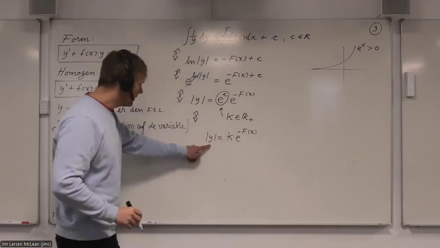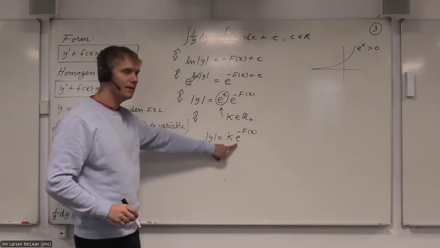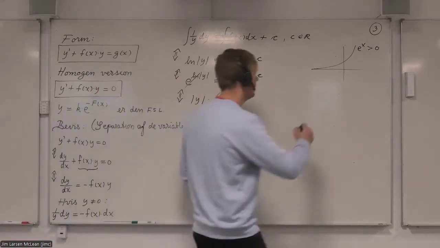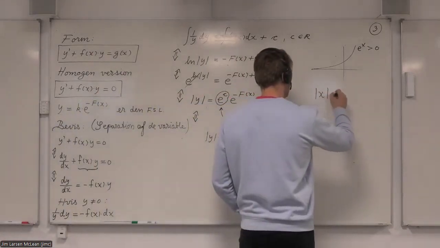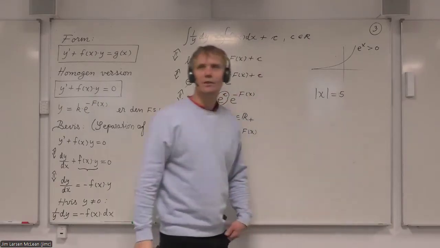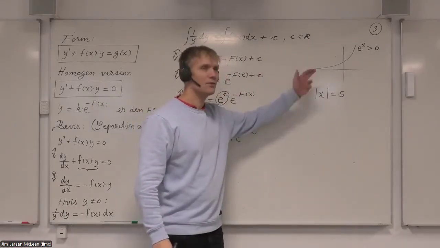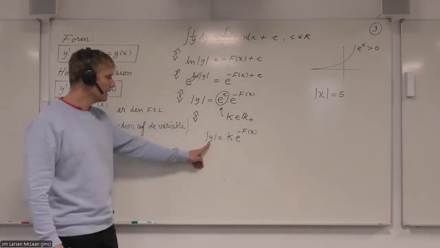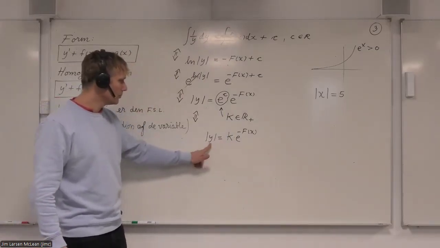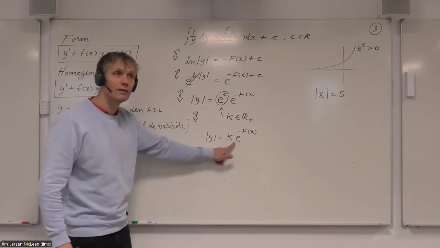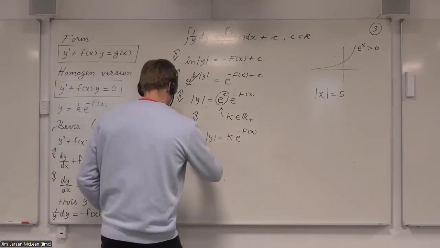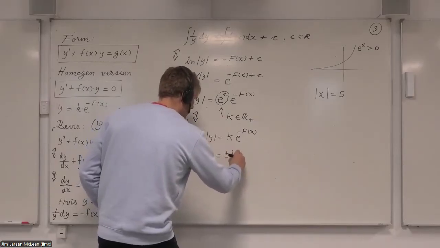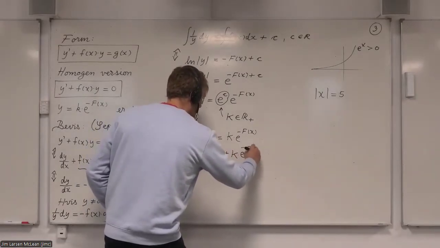And if the numerical value of something I don't know must result in something, then what I don't know must be either plus or minus. If I think about it, the numerical value of a number I don't know must result in 5. What is it then? Either x has to give 5, or x has to give negative 5. So in the same way here, if the numeric value of a function I don't know is given, then the function must be either plus or minus that. So I find that y becomes either plus or minus capital K times e to the power of negative capital F.